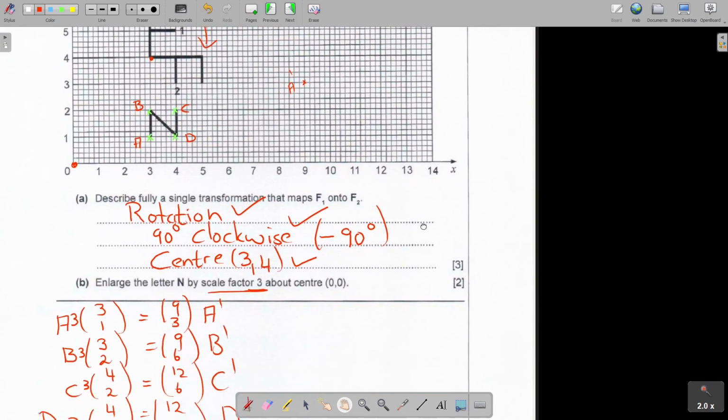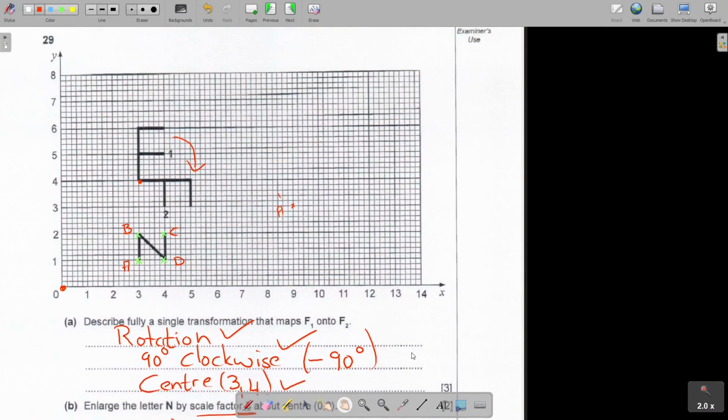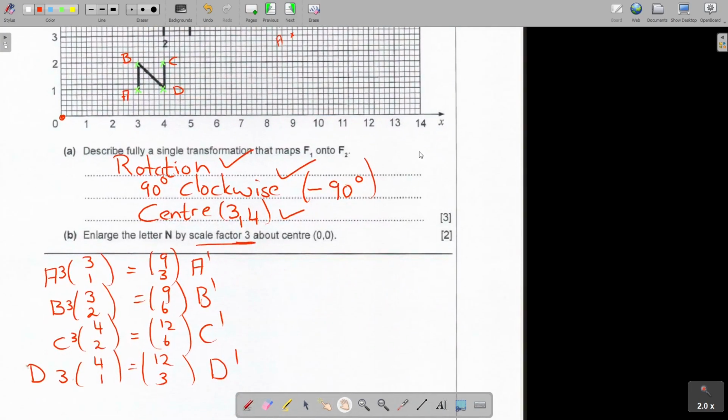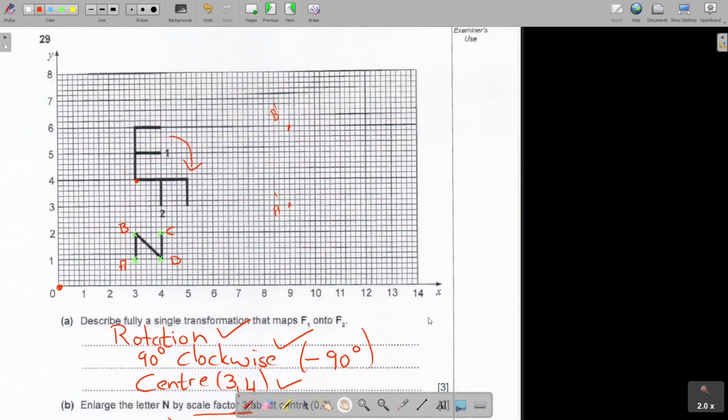The next one, 9, 6. Okay, so this is 9 and then 6. I think 6 will be a bit better. You can see that one better. Okay, so B dash. And then the next one, 12, 6.